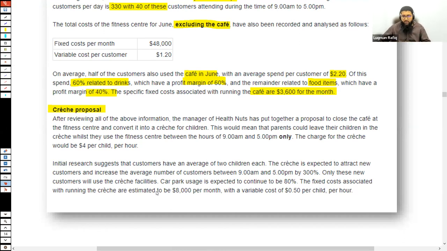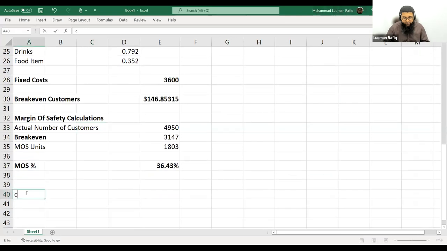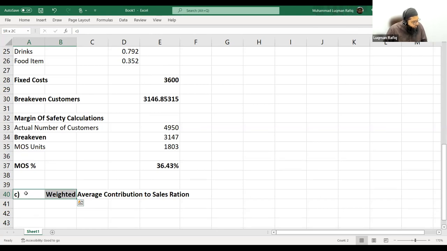We're going to try to see what is actually going to happen now, because we need to calculate for part C, the weighted average contribution to sales ratio. In order to calculate it, you need to understand what is going to be happening with respect to all this. So let's talk about the gym first.